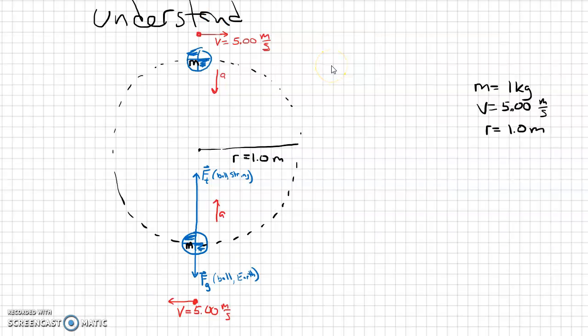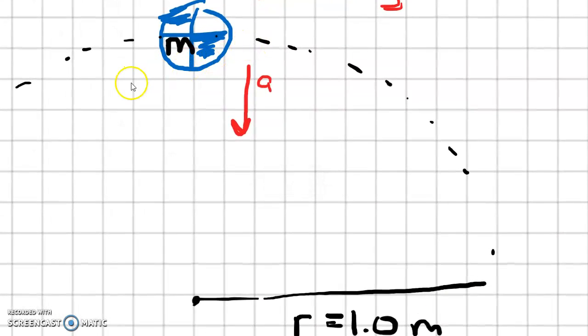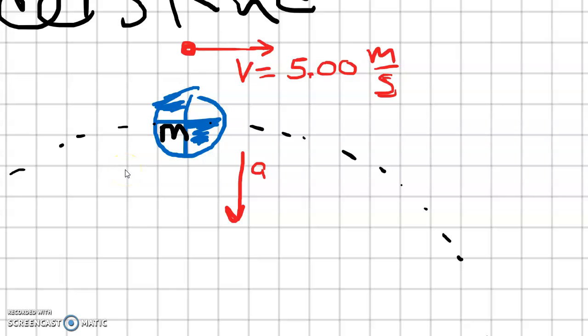Okay, next up, we're going to talk a little bit about what happens here at the top. So let's zoom in with our object at the top. Again, the assumption here is that it's traveling at the same speed. This is a relatively unrealistic expectation, which we'll talk a little bit about later. But once again, the acceleration is downwards.